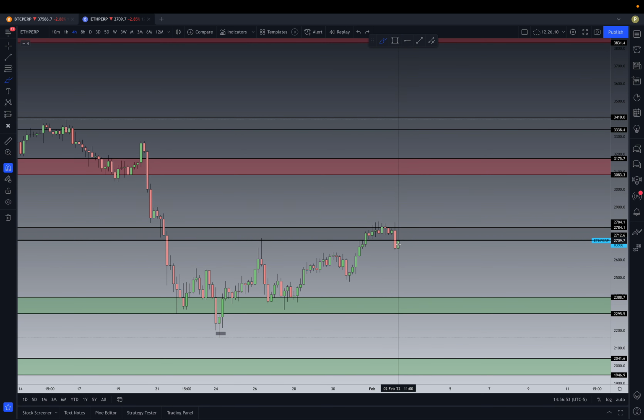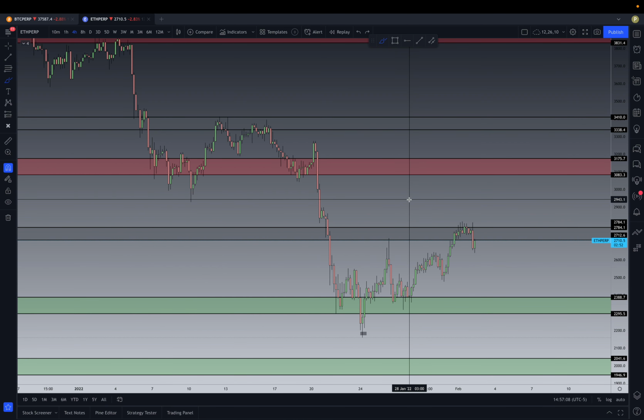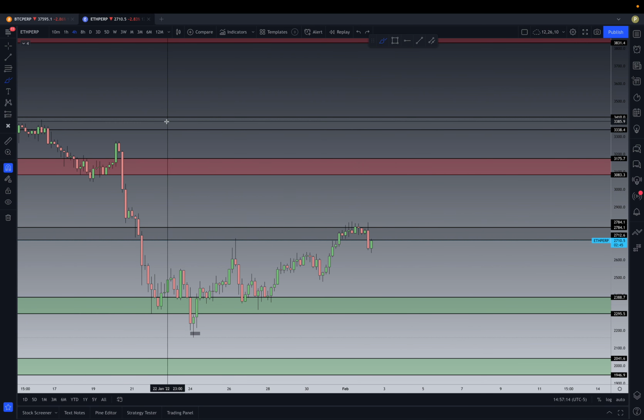I'd like to change my bias. I'd like to be above this, at least above 2,900, and then resume higher towards 3,100. Still, these are levels where we're going to have bearish retests. It's not going to be, okay, we break through and go straight up. It's not going to cut through like butter. We just need to keep in mind that we are in bear territory.